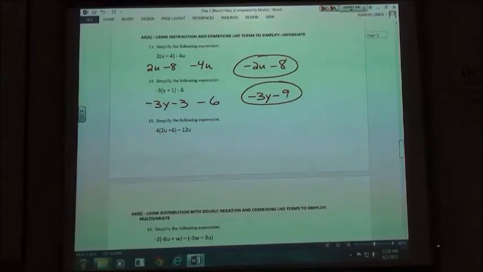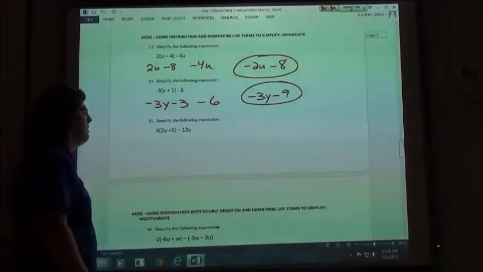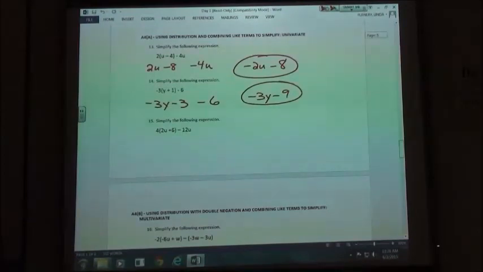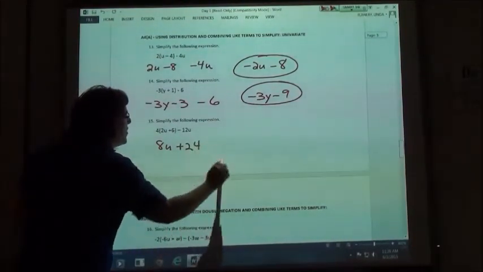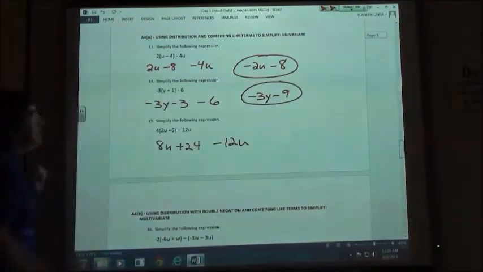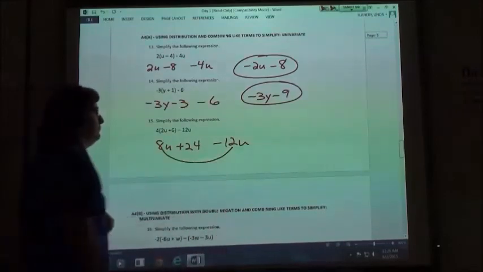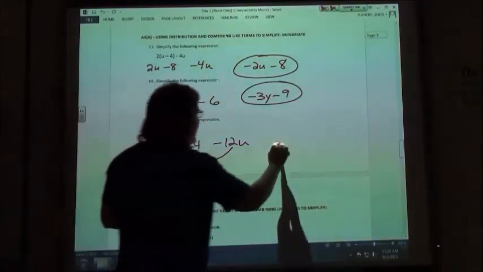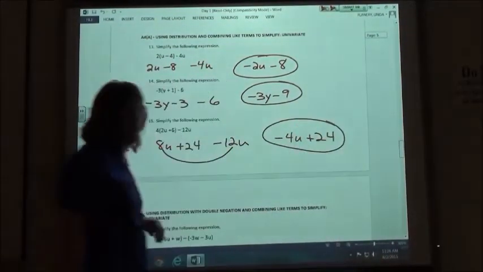And number 15, if we get rid of our parentheses on that one, plus 24. 8u plus 24, and bring down the minus 12u, then combining your like terms, negative 4u plus 24.